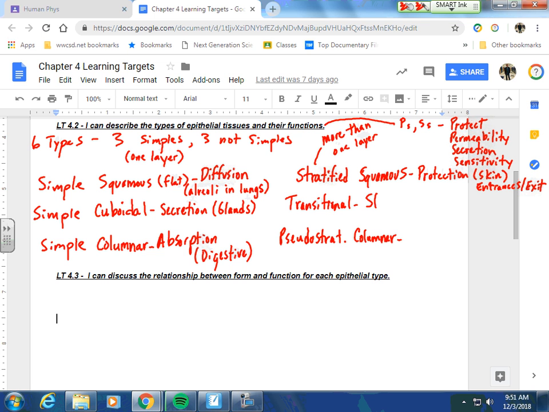Transitional, I just want you guys to think of its ability to stretch and associate it with the bladder. Bladder stretches, right? And pseudostratified columnar, I want you to think of that as cleaners. And think about it being associated with the respiratory tract. So where we have gases flowing through, we want to have these epithelium, these cleaners.